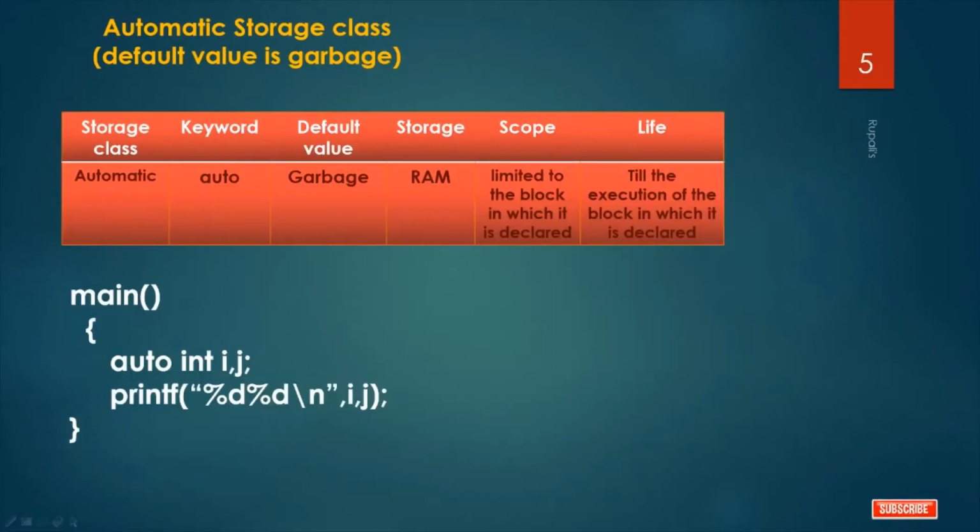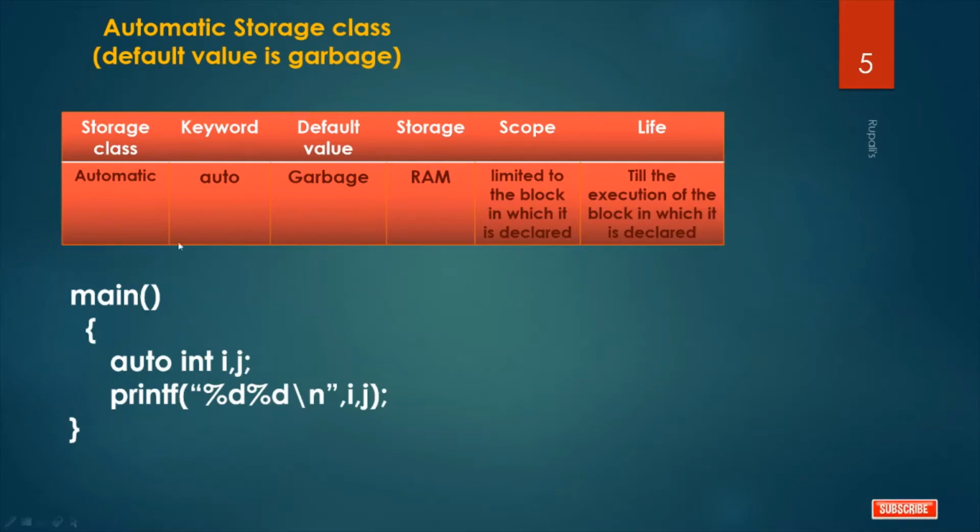Now we learn automatic storage class. See, in case of automatic storage class, the keyword is auto, default value is garbage, that is an unpredictable value. Storage is in memory or RAM. Scope is local to the block in which the variable is defined, and life is till the control remains within the block in which the variable is defined.